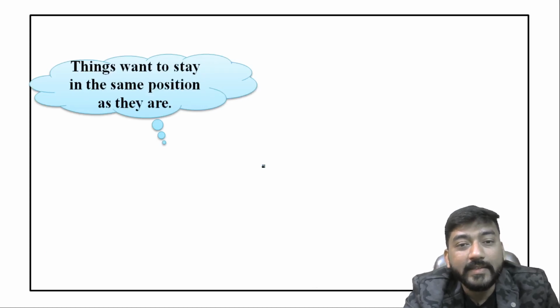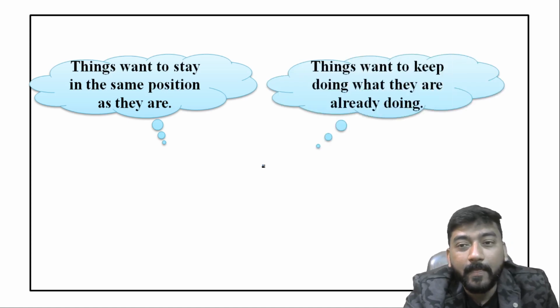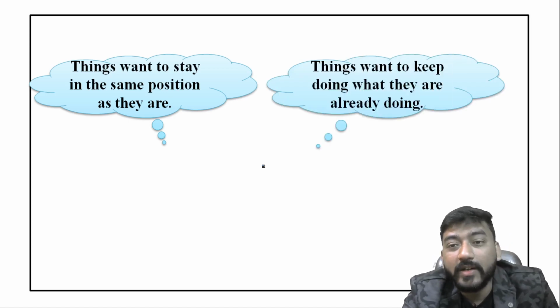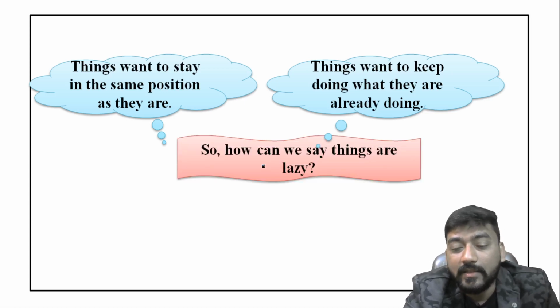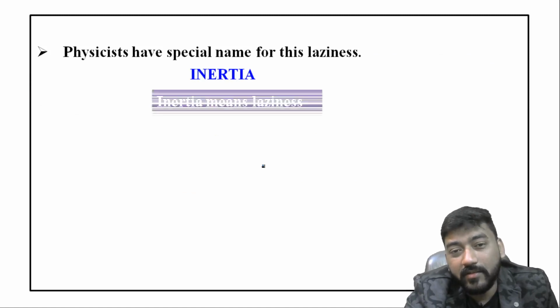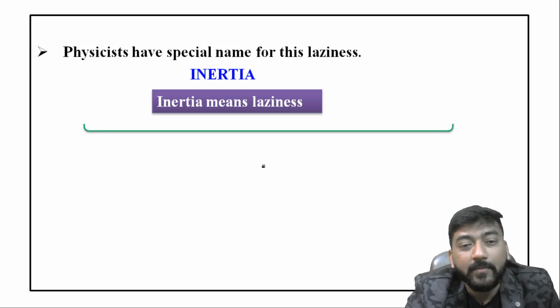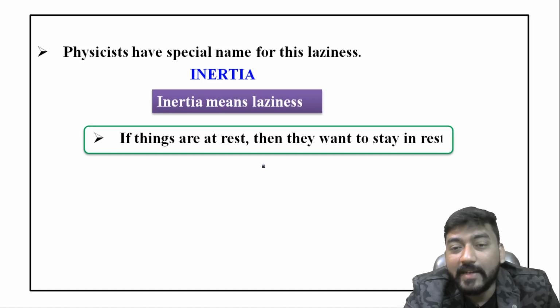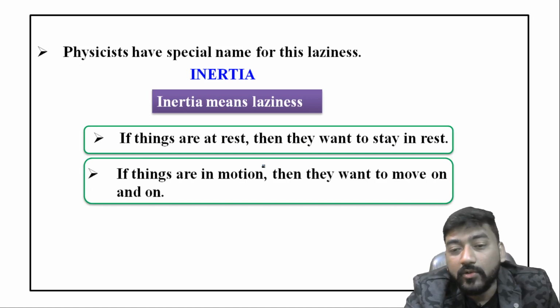Things want to stay in the same position as they are, either in a state of motion or in a state of rest. Things want to keep doing what they are already doing. So what name do we give to this laziness? Physicists have a special name for it, and that is inertia. Inertia means laziness, and the measure of inertia is mass. If things are at rest, they want to stay at rest, and if things are in motion, they want to move on and on.